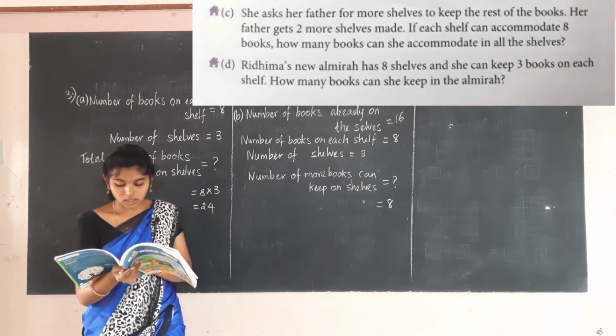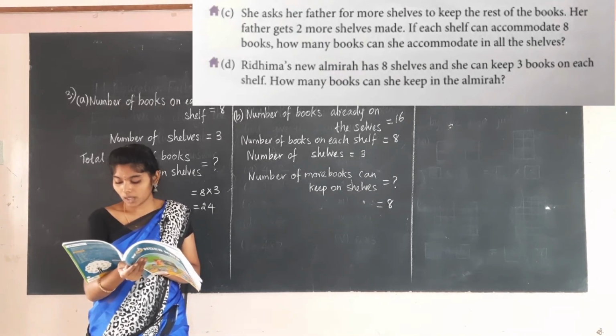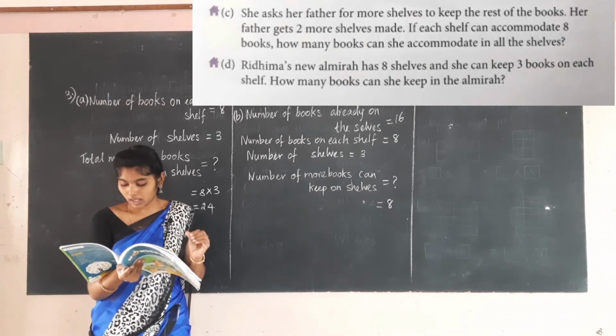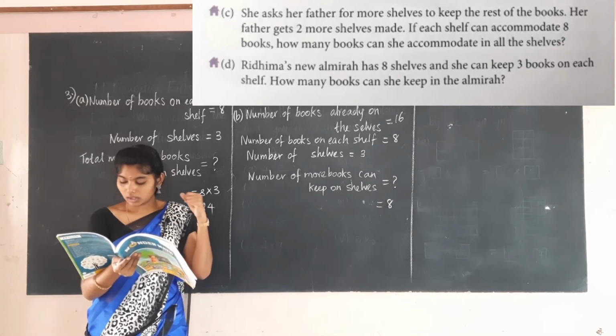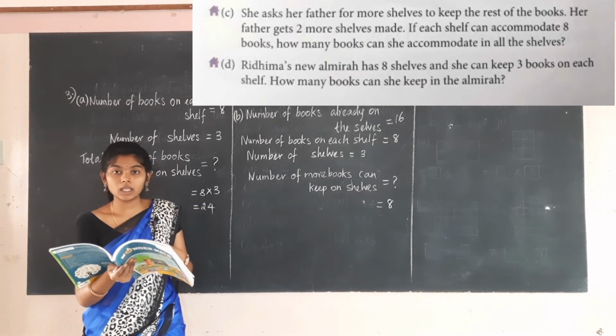So the next question is, Ridhima's new Alamar has 8 shelves and she can keep 3 books on each shelf. How many books can she keep in the Alamar? So here we are going to find how many books she can keep. There are 8 shelves now. In 8 shelves she can keep only 3 books.